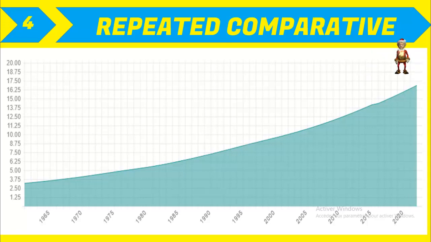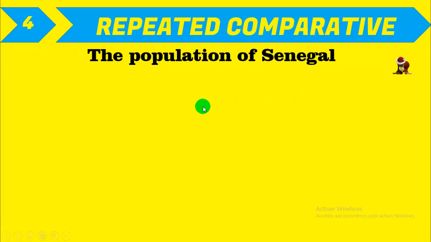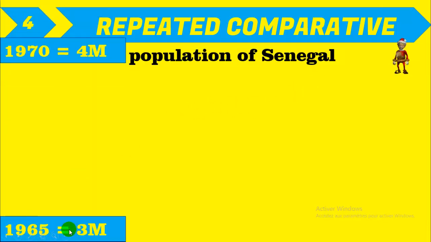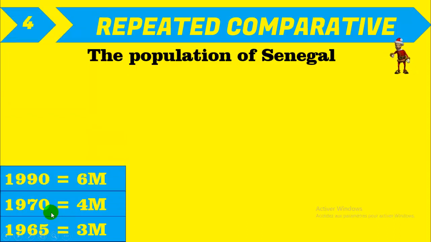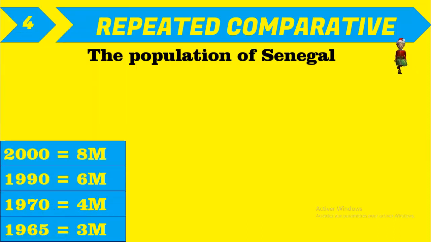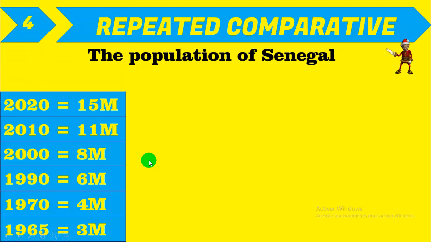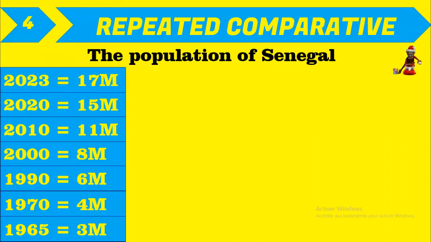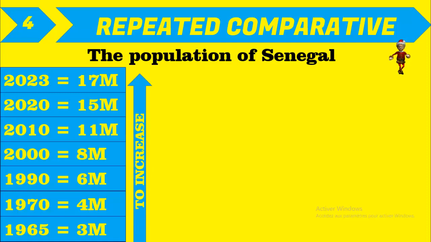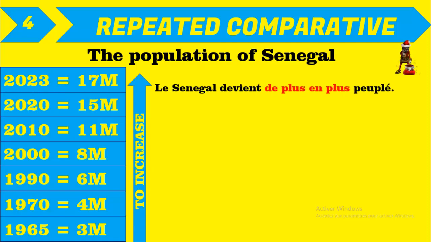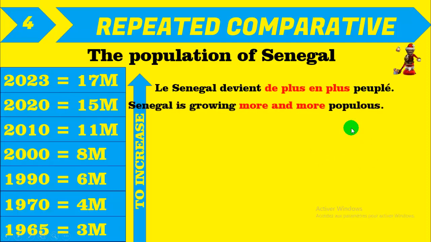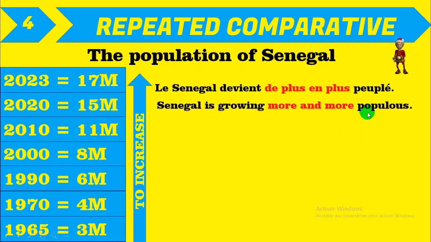De plus en plus. So the population of Senegal, 1965, 3 million. 1974, 4 million. 1990, 6 million. 2000, 8 million. 2010, 11 million. And 2020, 15 million. Now 2023, 17 million. So as you can see, it is increasing. The population is growing more and more. So Sénégal devient de plus en plus peuplé. Senegal is growing more and more populous. Is growing, is becoming, is being. Okay?